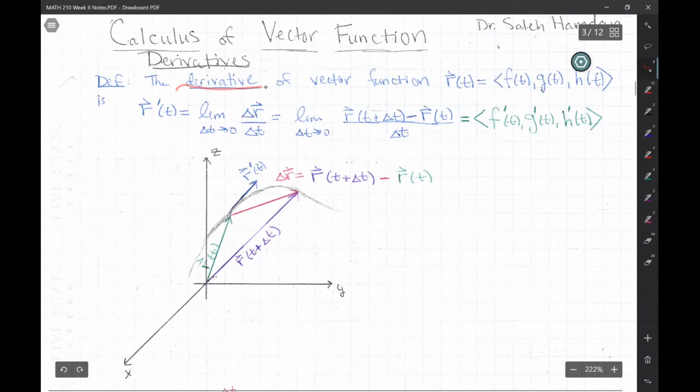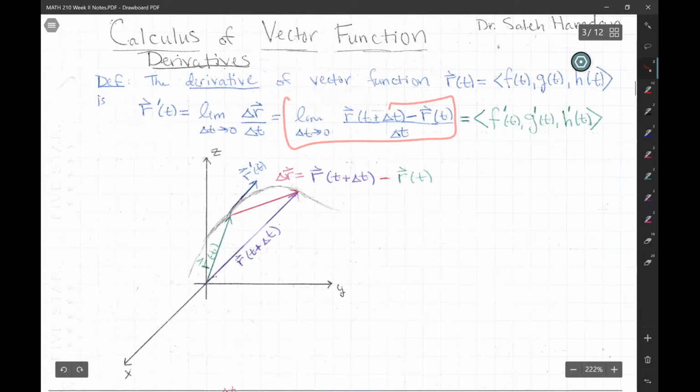The derivative of a vector function, r of t, is defined as the limit of delta r over delta t as delta t goes to 0, which you could see written out over here. Okay? We don't really use the definition much.